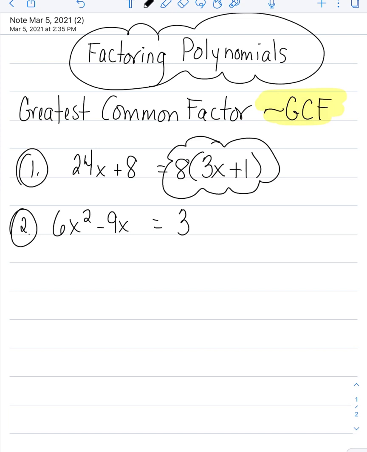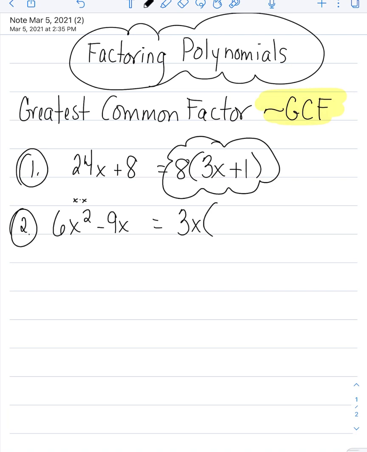Now let's look at our x's. When you look at your letters or your variables, you want to take out as many as you can. Here's what I mean. X squared has 2 x's. That means x times x. X, of course, there's just 1. So the most x's that I can take out of all of the terms is x.